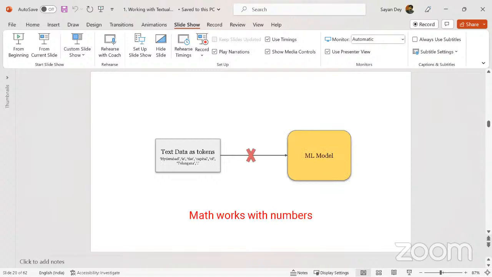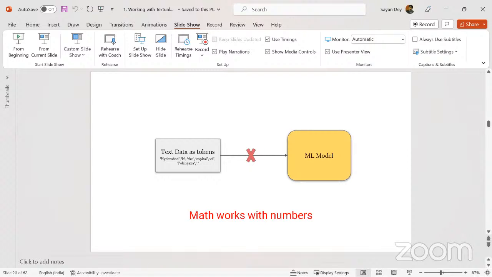Then we take each and every token, each and every individual word, and we figure out a way to convert those words into numbers and then build the ML model. Because we cannot directly take those tokens or individual words and feed them into the ML model. We have to convert those individual words into numbers, into a numeric form.